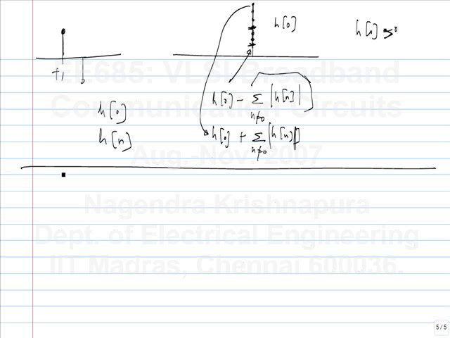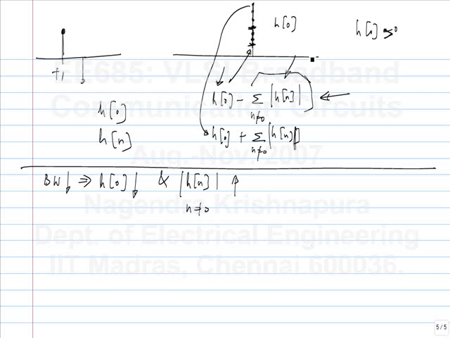So let's go back one step. What we saw was, as the bandwidth of the channel reduces, the value of h of 0 reduces, and the magnitude of h of n for n not equal to 0 increases. So what does it mean for this term? It keeps reducing, because the first part keeps reducing and this part keeps increasing. So that's why as you reduce the bandwidth of the channel, you get more and more intersymbol interference, and you have a higher probability of error.